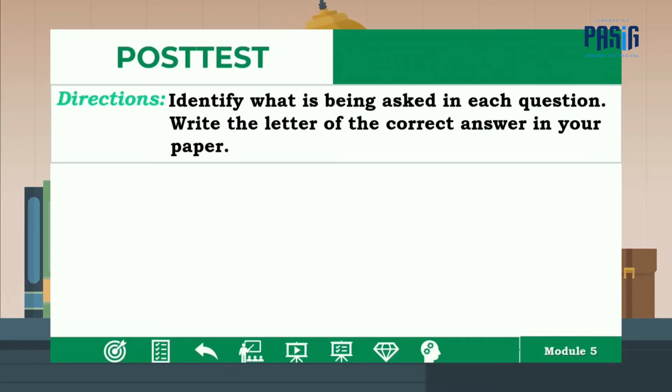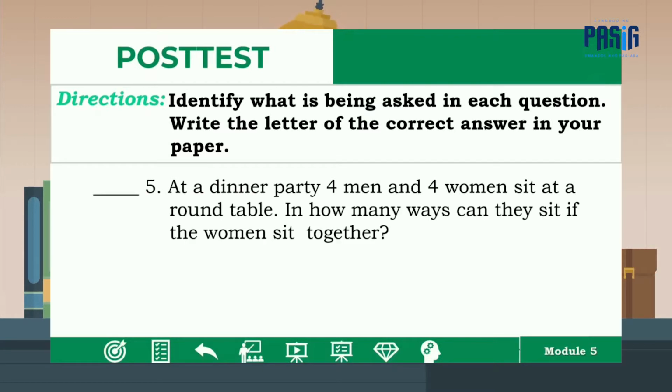And for number 5, at a dinner party, 4 men and 4 women sit at a round table. In how many ways can they sit if the women sit together? Is it A, 62, B, 120, C, 144, and D, 576? The correct answer is letter D.